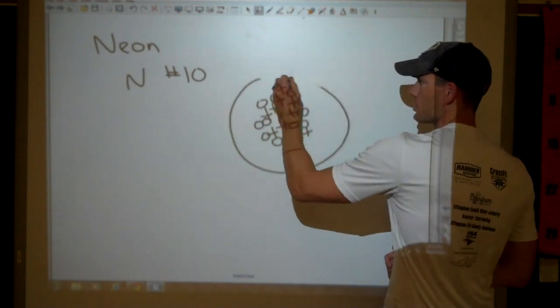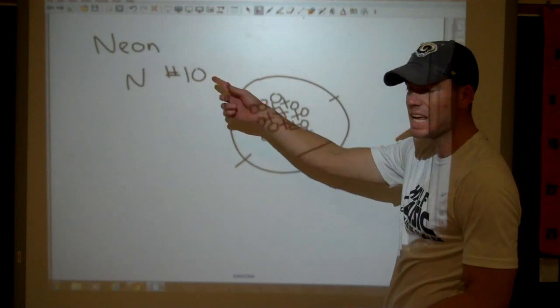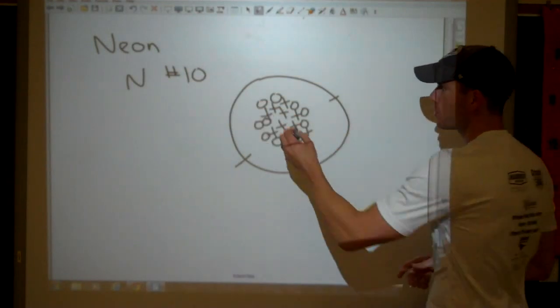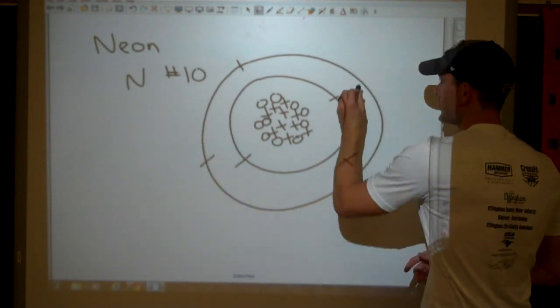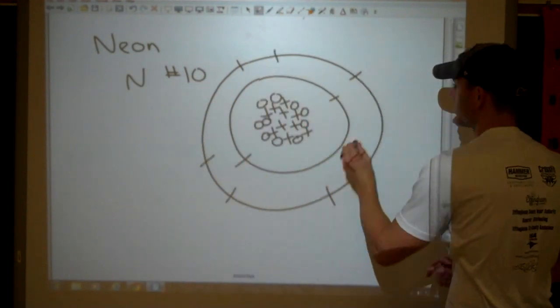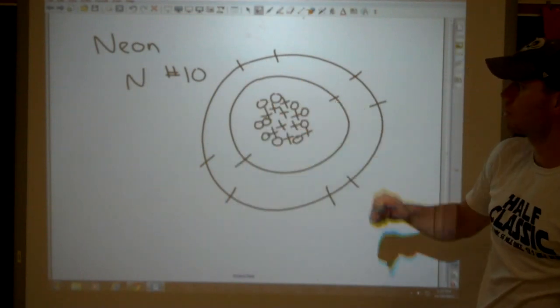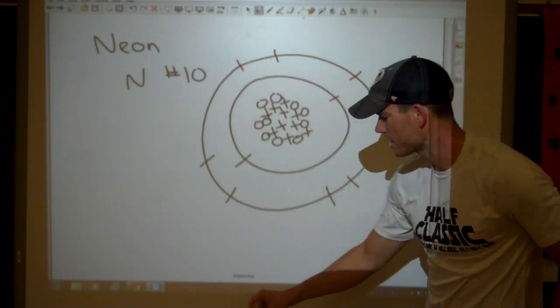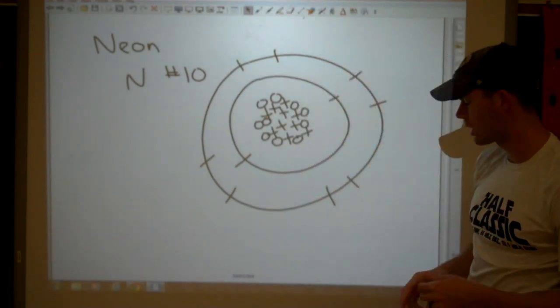And I'm going to go ahead and draw the first shell. And I know I can put 2 in there, 1, 2. I got to get up to 10. I've already used 2, so I got to use 8 more. So in this case, I would use the whole second shell, 1, 2, 3, 4, 5, 6, 7, 8. And I've now used 8 in the second shell, 2 in the first shell, which equals 10. So there are 2 examples for using protons, neutrons, and electrons, drawing it the correct way.